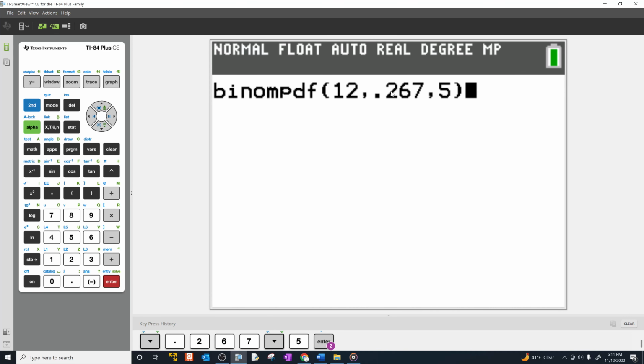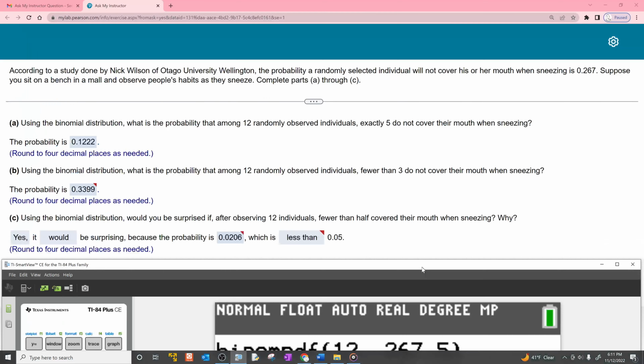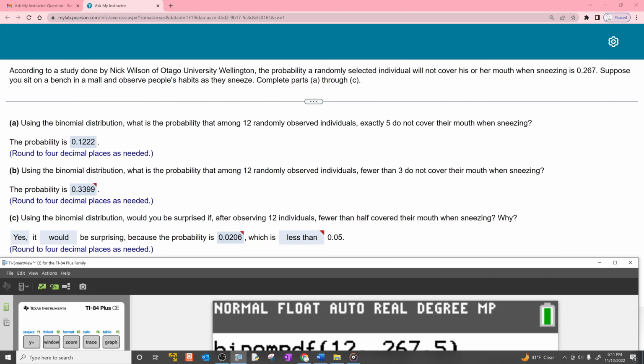Now, if you don't have Stat Wizard, this is how you'd enter it in. Your trials is always the whole number. Probability is between 0 and 1. And then your X value. This is the probability we're trying to find, exactly 5. Hit enter. We're getting 0.1222, if you round it off to 4 decimal places.